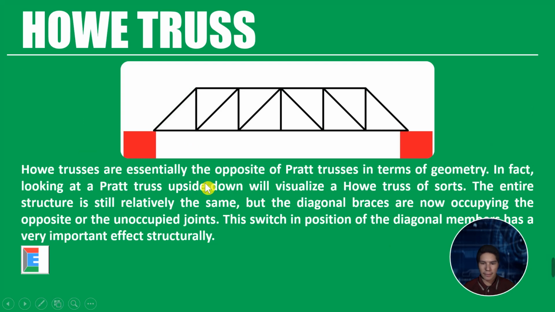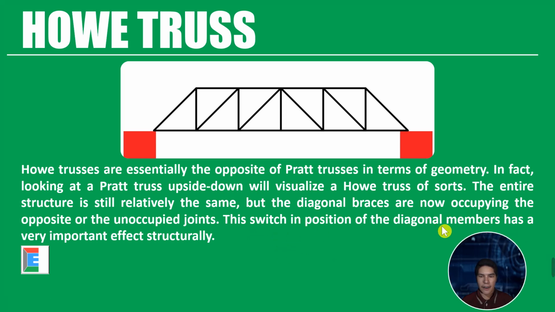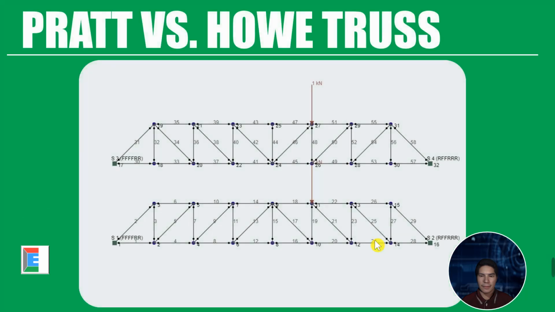Howe trusses are essentially the opposite of Pratt trusses in terms of geometry. In fact, looking at the Pratt truss upside down will visualize a Howe truss of sorts. The entire structure is still relatively the same, but the diagonal braces are now occupying the opposite or the unoccupied joints. This switch in position of the diagonal members has a very important effect structurally. So just look at the difference between your geometry configuration.